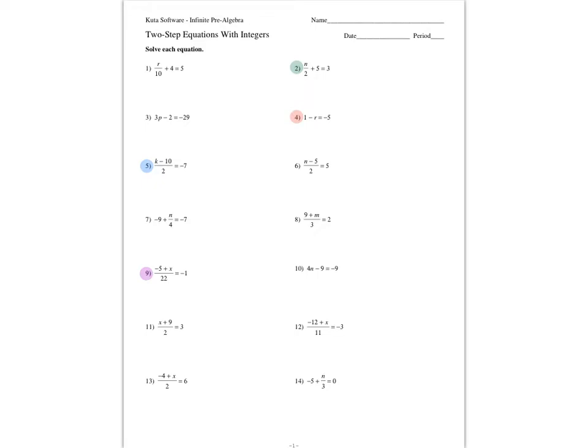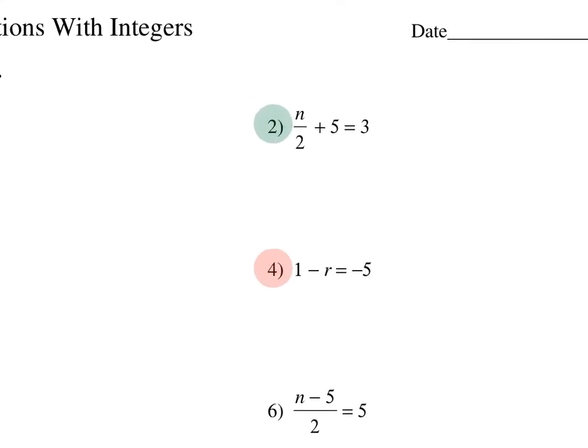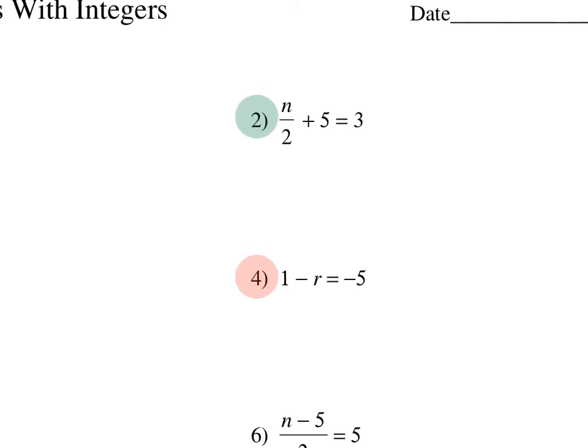Let's start with number 2. All right, so number 2 says n divided by 2 plus 5 equals 3. And again, this is a problem we've seen before. We know that we have to move the constant number that's on the same side as our variable. So our variable term here is the n divided by 2, and this positive 5 is our constant. So that's what we're going to try to move. And the opposite of a positive 5 is a negative 5.